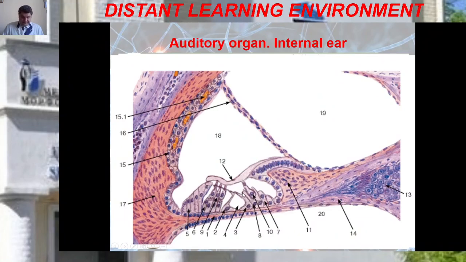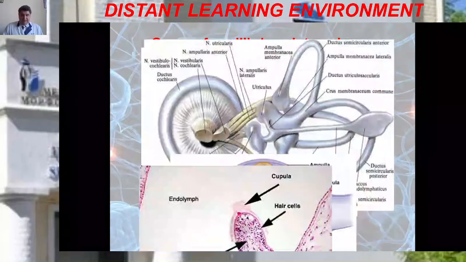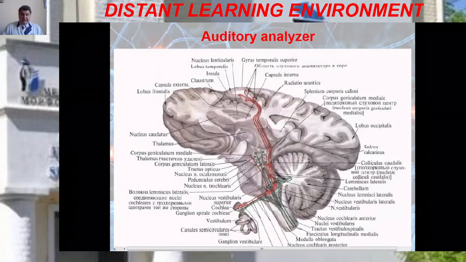cells, while the central process passes as the cochlear division of the auditory nerve to its nuclei, nucleus dorsalis and nucleus ventralis. So let's see the auditory analyzer here in detail. So you may see the second neurons in the pons, cochlear nuclei.